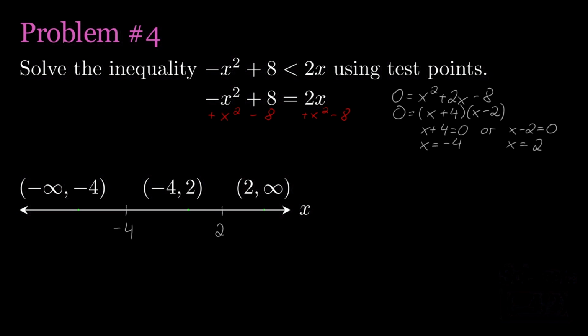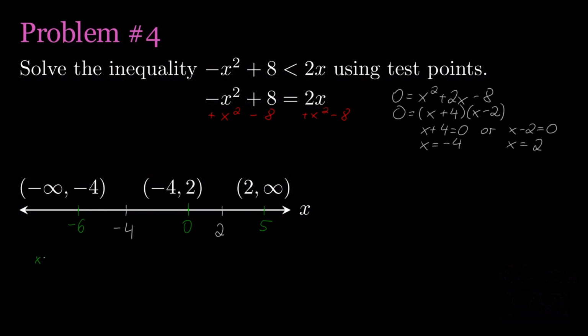Now we choose our test points. Let's say to the left of negative 4, I will choose negative 6. Between negative 4 and 2, I will choose 0. And from 2 to the right, I will choose, say, 5. I now substitute those numbers into the original inequality to check if they result in a true statement or not.